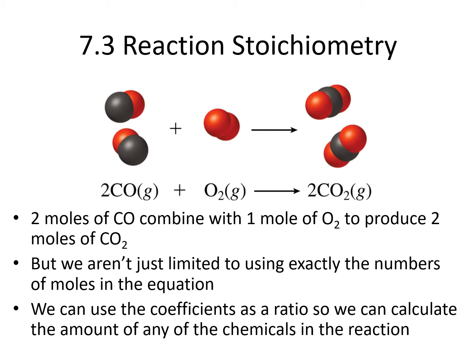We can still use the same equation, but the equation just tells us the ratios of the things that are reacting. It tells us that for every 2 moles of CO that react, 1 mole of oxygen will be reacting along with it to make 2 moles of CO2. We can use the coefficients as ratios to calculate the amounts of anything in the reaction. If I know the amount of CO that I'm putting into it, I can figure out how much CO2 I ought to get out of it. If I know the amount of CO2 that I got out of it, then I should know how much CO went into it to begin with.